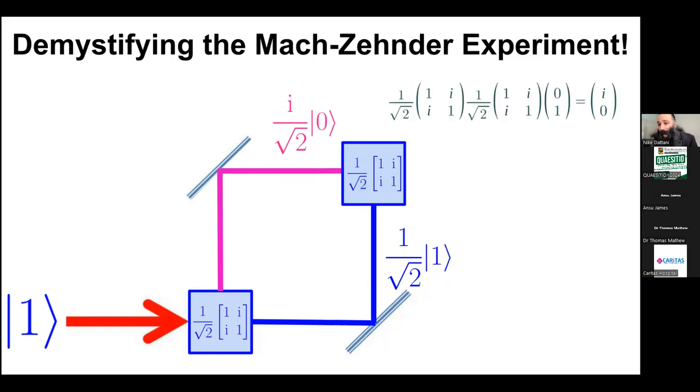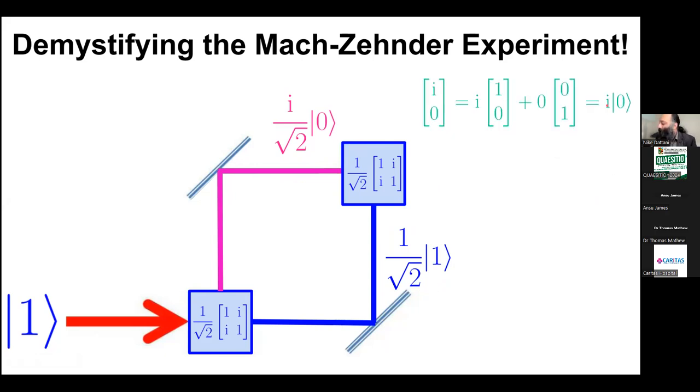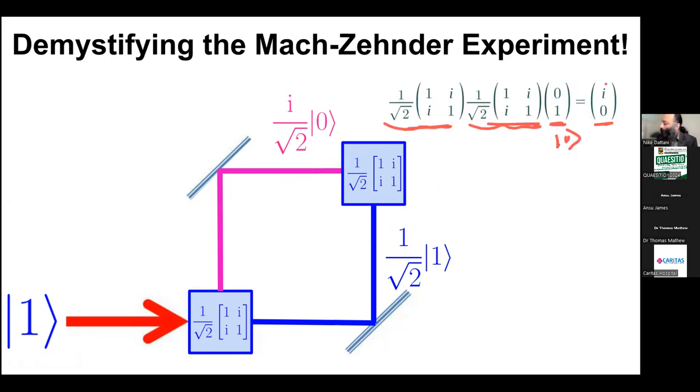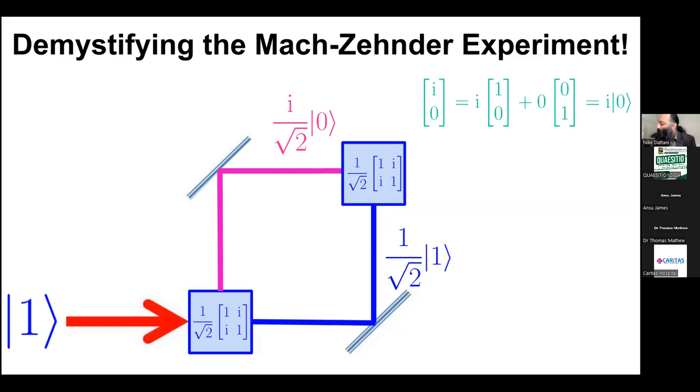If we put another half-silvered mirror here, then we start with this qubit one. We have one half-silvered mirror here and another half-silvered mirror here. We do two matrix multiplications and we end up with this vector here. This vector, i 0, means we have nothing in the one state and i in the zero state. So that's our final state here.